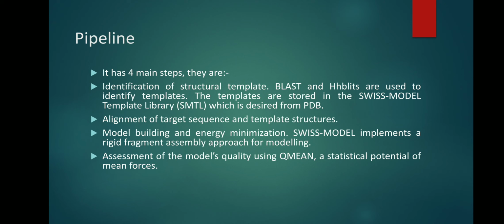Alignment of target sequence and template structures is the second step. Model building and energy minimization is the third step of Swiss model. It implements a rigid fragment assembly approach for modeling. Assessment of model quality using QMEAN, a statistical potential of mean force. QMEAN is also known as Z-score.